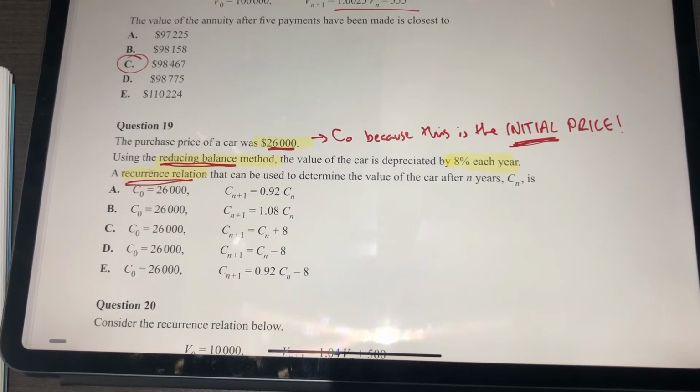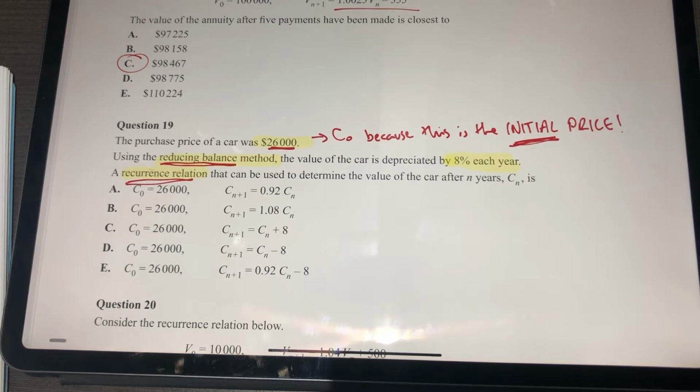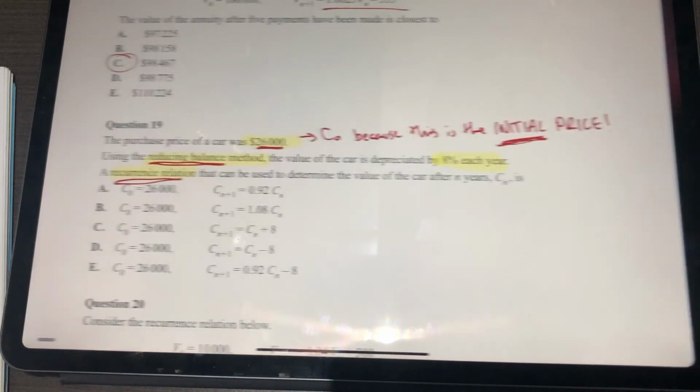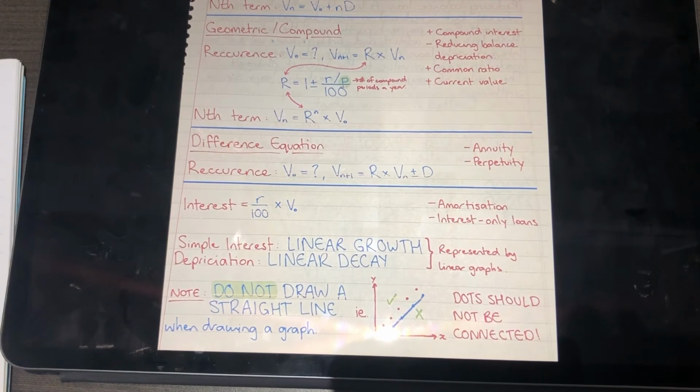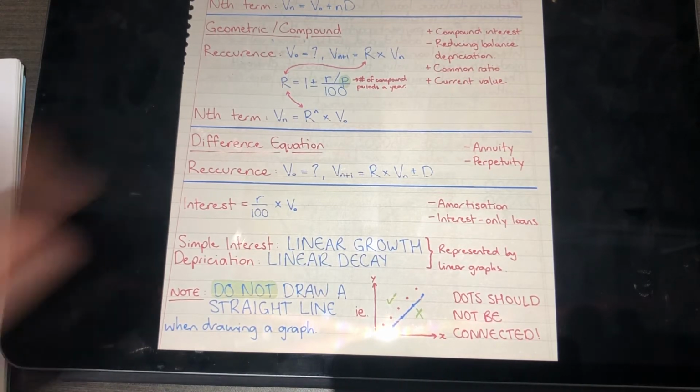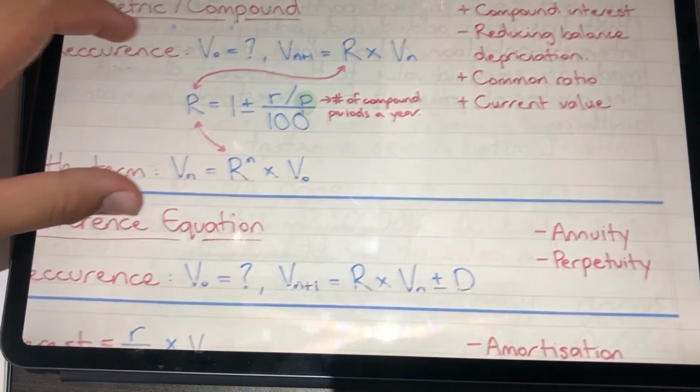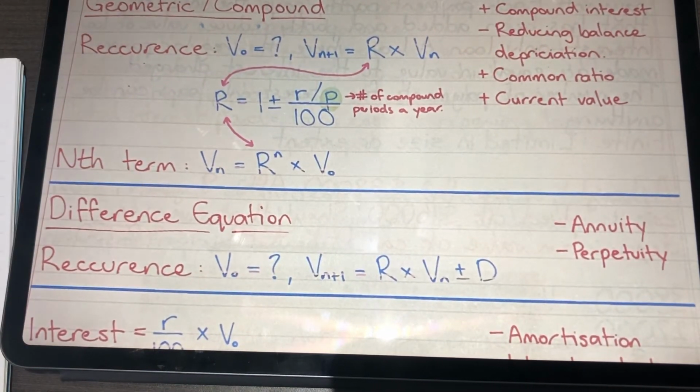And I've got in my notes a page that will be really helpful, which will tell you which method to use, and what if it's a recurrence relation or an nth term relation. So let's go to our notes here. So we're looking for something with reducing balance and recurrence relation. Okay, so this is a really important page to have in your notes. We're looking at reducing balance method or reducing balance depreciation, which means we have a geometric compound relationship.